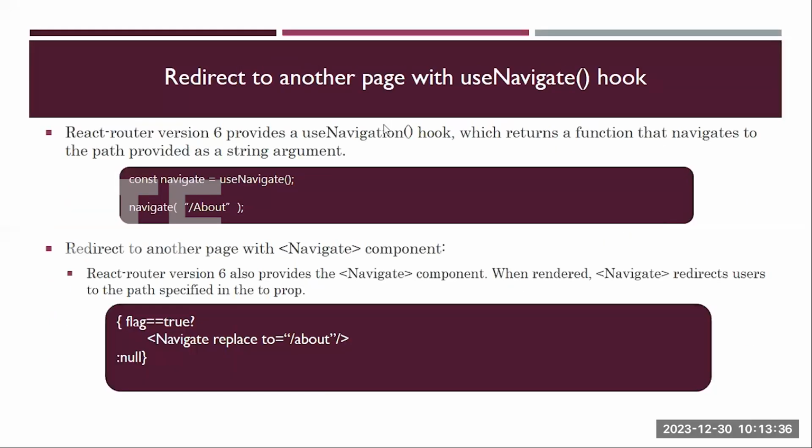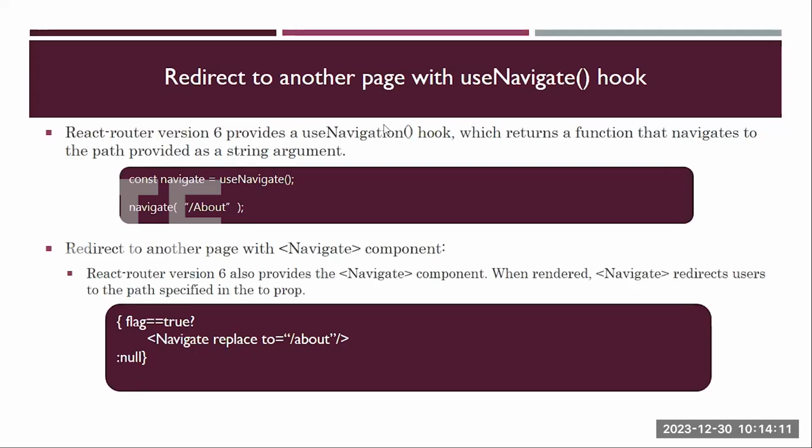Now most of the problems are coming here. Suppose I am on a page and I want to redirect to another page on a button click event. How can we do that? In that case, we have useNavigate. Before version 6, there was useHistory. But now, after version 6, we have useNavigate.